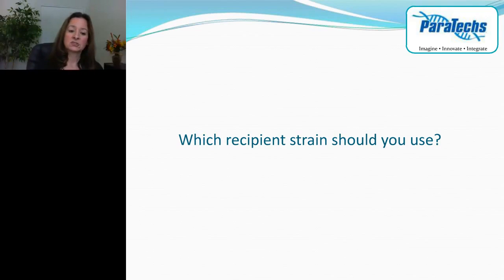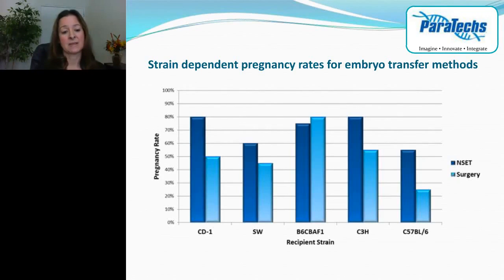One of the most often asked questions is, which recipient strain should I use? And so we have compared a few different strains that are used for recipients during non-surgical embryo transfer. This graph shows strain-dependent pregnancy rates for embryo transfer methods. The pregnancy rate is shown on the left, and the various different strains are indicated below. Shown here are CD1 mice, Swiss Webster, B6 CBA F1s, C3Hs, and C57 Black 6.